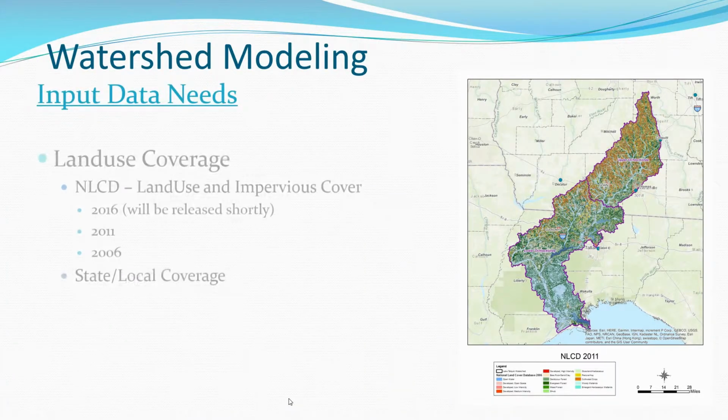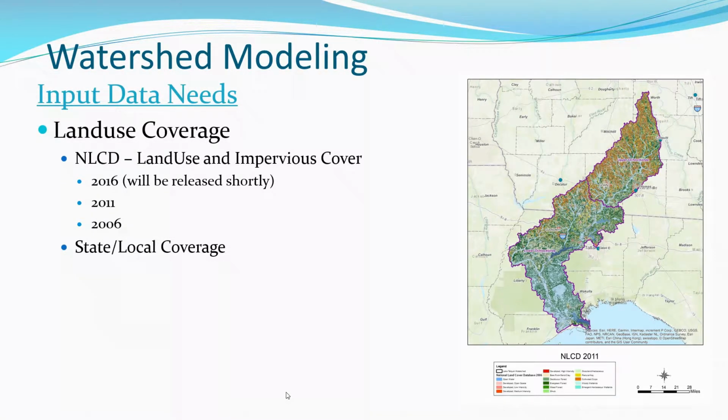The first data component that we're going to look at for watershed modeling is the land use coverage for the watershed. We typically get this data from a national database called the National Land Cover Data Set, which is maintained by the USGS, and it's updated every 5 years. There's always a lag in when it's available because it takes a good bit of time to process all of the imagery for the United States. But currently available, you can download the 2011 and 2006 land use coverage. The 2016 coverage will be available shortly.